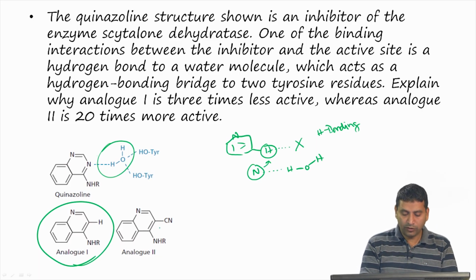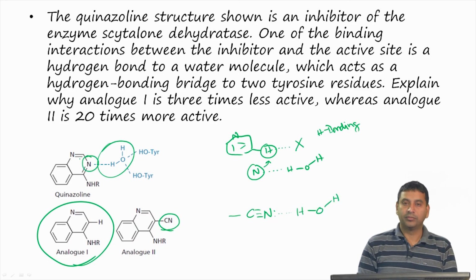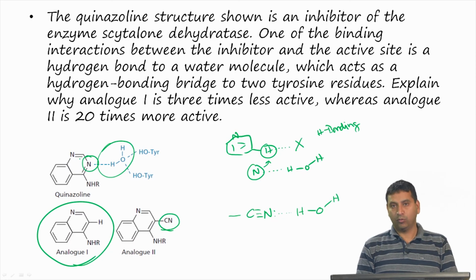But now, when I move to the cyano group, the cyano group here is very interesting because it is a C triple bond N and it has a lone pair which is available, which can perhaps interact much better when compared with the parent molecule. So, this helps us understand why this analog is 20 times more active compared to the parent molecule.